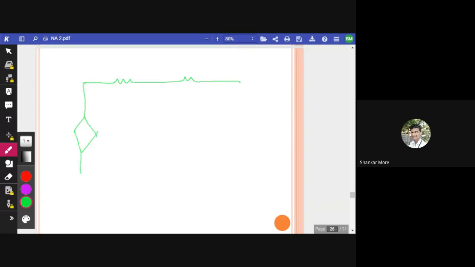Sorry for the bad drawing, guys, I'm very bad at drawing. This is 2 ampere, this is 1 ohm, this is 2 ohm, this is again 4 ohm, this is 4x. So 4x is here, and the current x is flowing through this.